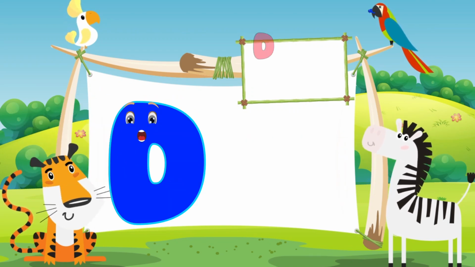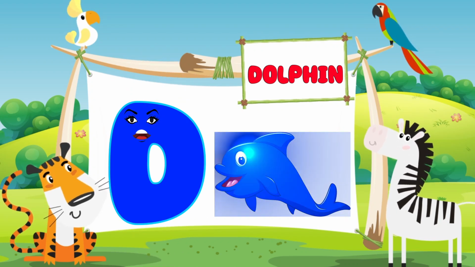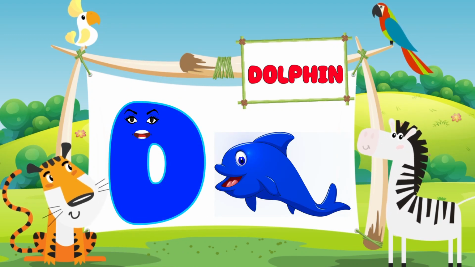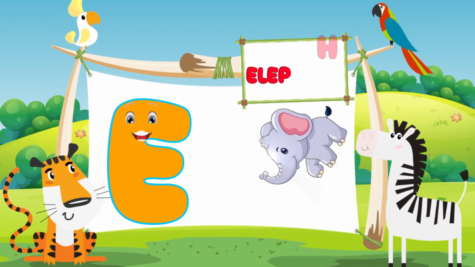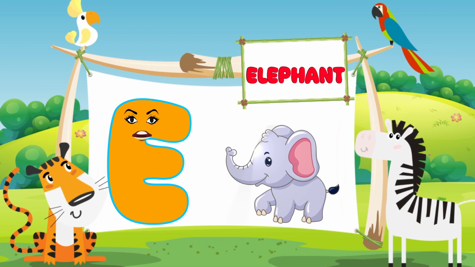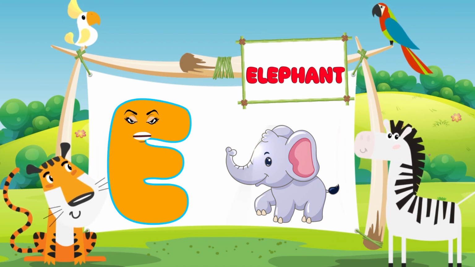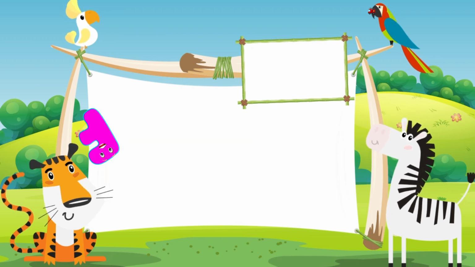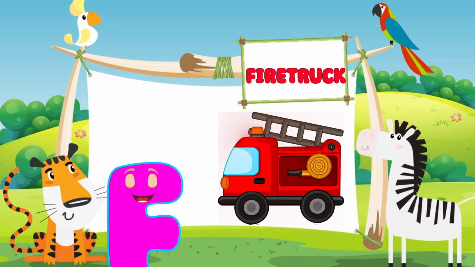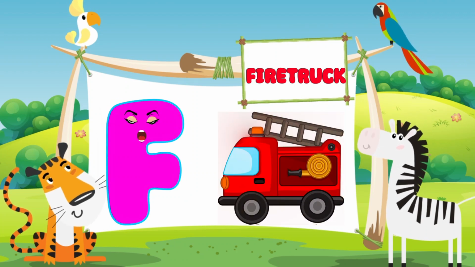D is for dolphin, d, d, dolphin. D is for dolphin, d, d, d. E is for elephant, e, e, elephant. E is for elephant, e, e, e. F is for fire truck, f, f, fire truck. F is for fire truck, f, f, f.